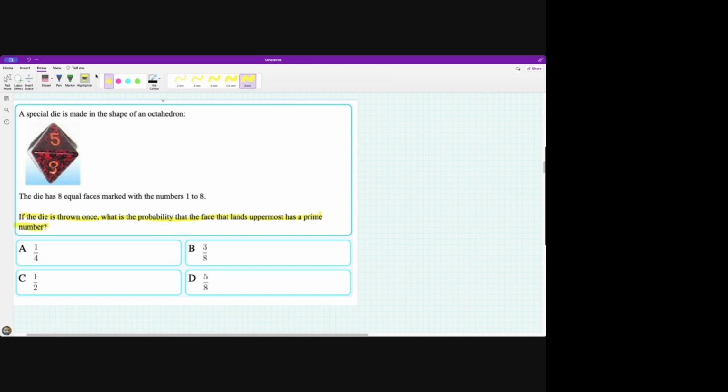Okay, well, let's have a look. There are 8 possible outcomes. Let me even draw a little. So these are all the possible outcomes. How many of those are prime numbers? 2, 3, 5, 7. So of the 8, 4 out of the 8 are prime.